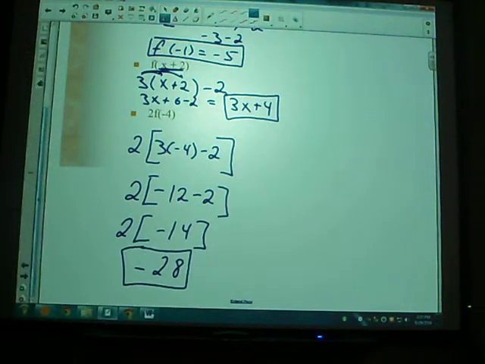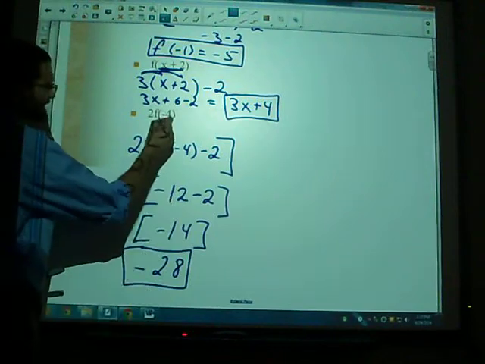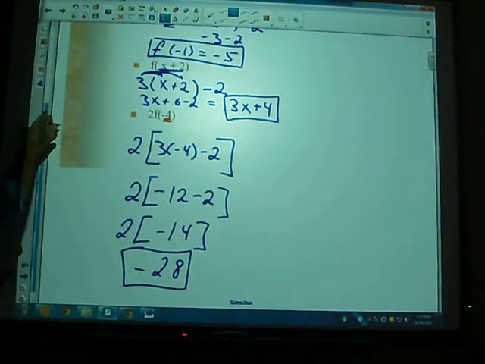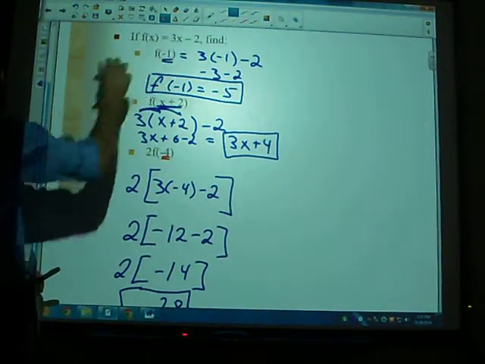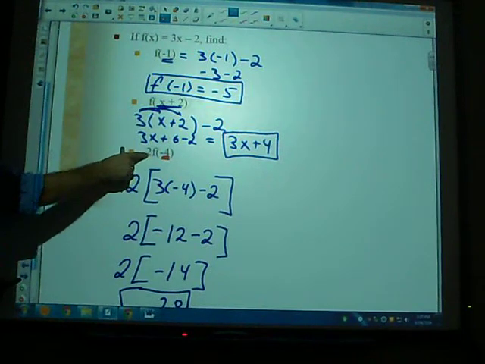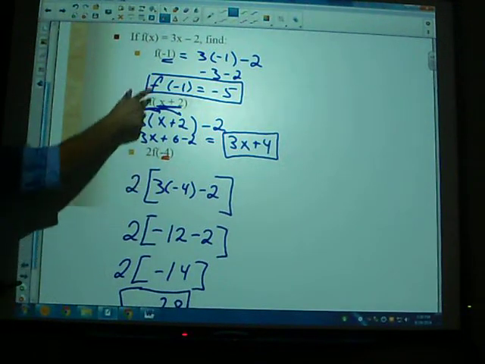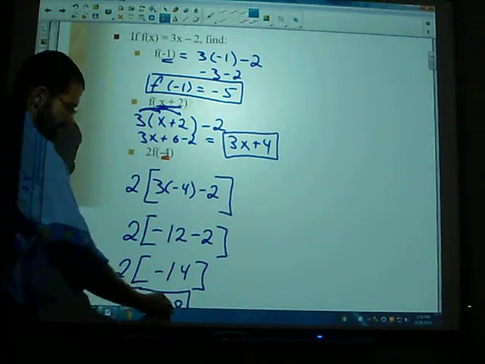And we get -28. So once again, the key to remember: whatever is inside of the parentheses will go instead of the variable. Whatever is on the outside of the function will go on the outside of the full expression.